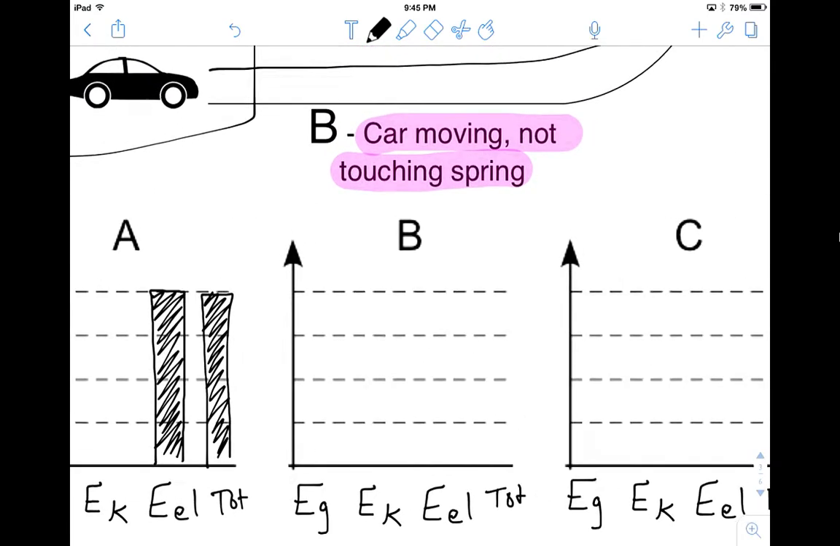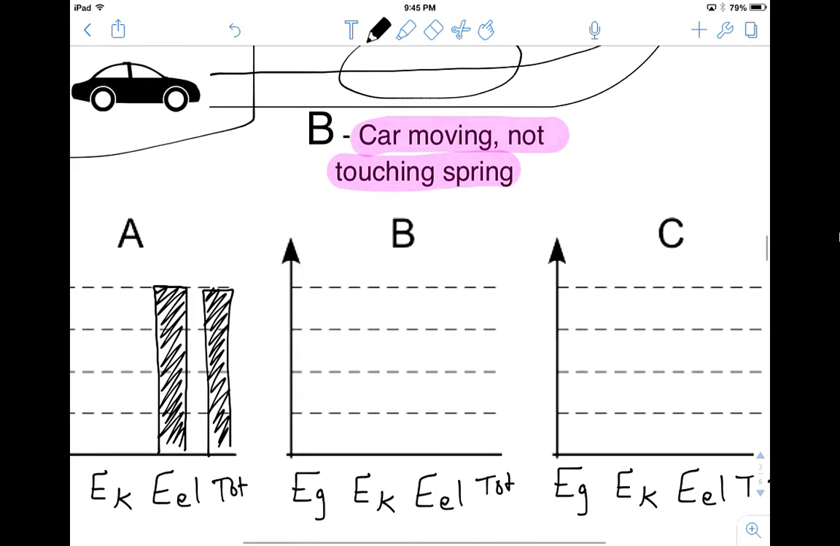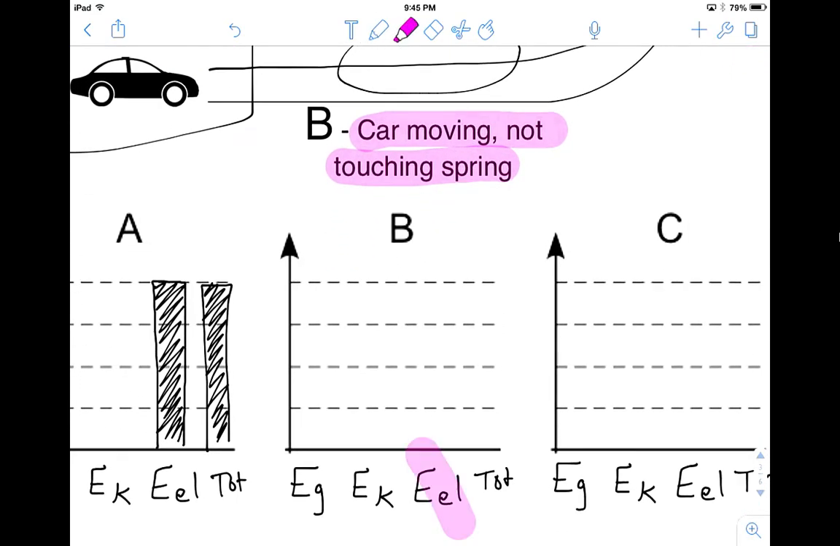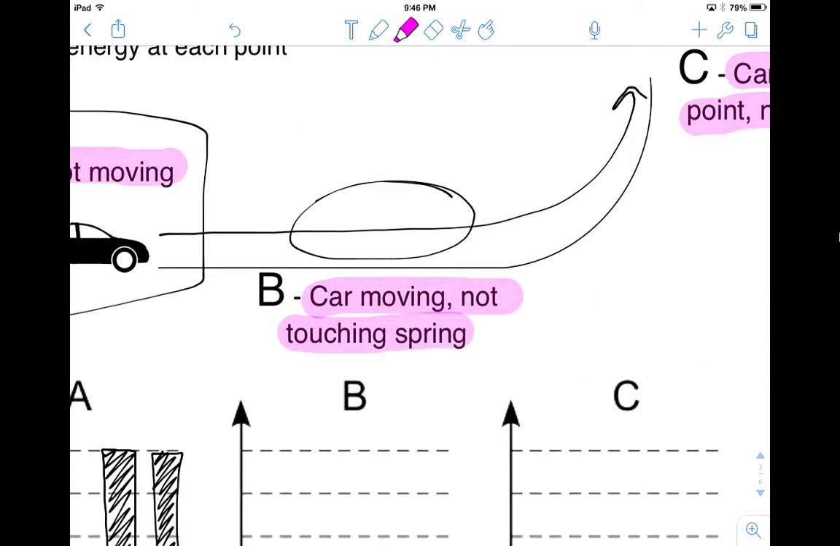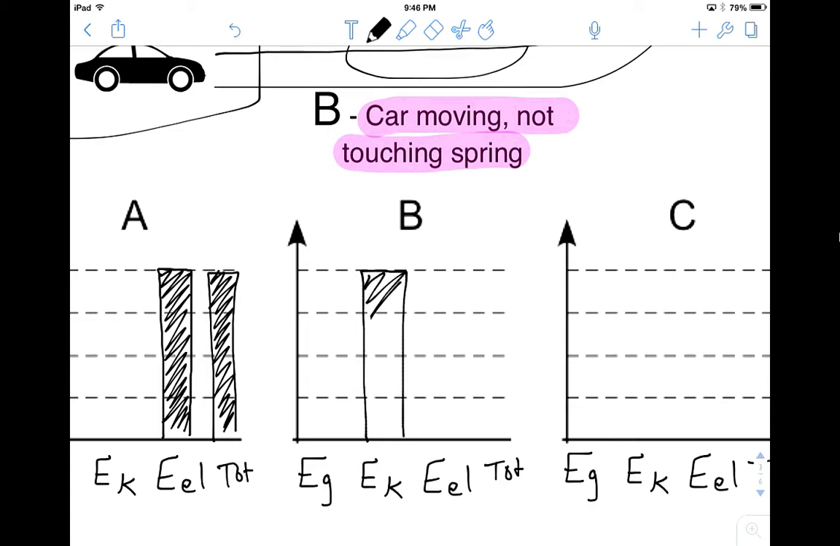Now B, the car is moving. It's touching the spring, so it's kind of right in this area. So now it's not touching the spring, so I know that it's not going to have EL. And it doesn't have any height yet because it hasn't started going up the ramp. Okay, so I know it's not going to have any EG, but it is moving, so that means it can have EK. So in part A, the spring was where the energy was at. Now the energy is in the movement. It's still the same amount of energy, so my total is still the same.